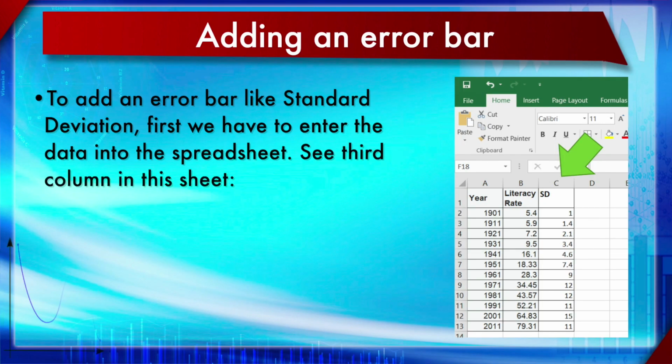So, to add an error bar like the standard deviation, the first thing we have to do is enter the data into the spreadsheet. For example, you can see on the screen there is a third column that I added, which is actually the standard deviation.